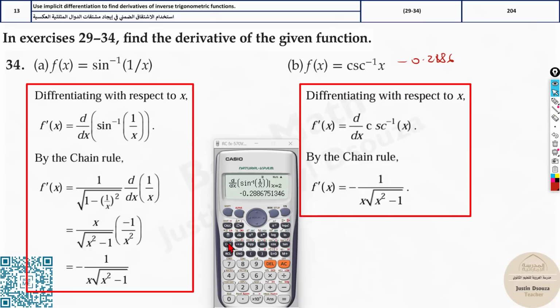And then look at the answers. We have to write minus 1. I'm writing minus up, it's fine, or you can write it outside, that's up to you. x square root x squared minus 1 calculated at 2, and the answer must be the same thing, minus 0.2886, and goes on.